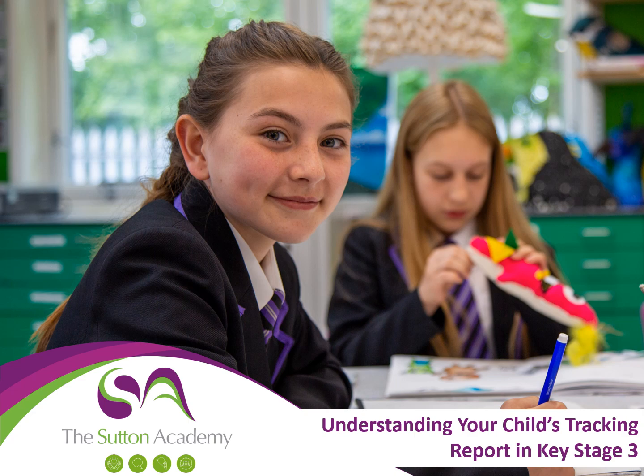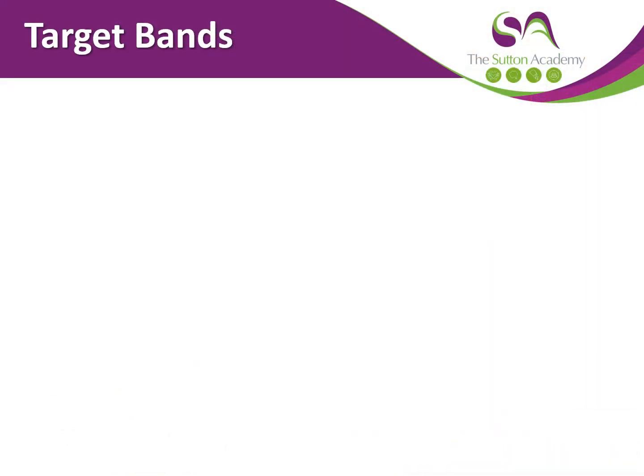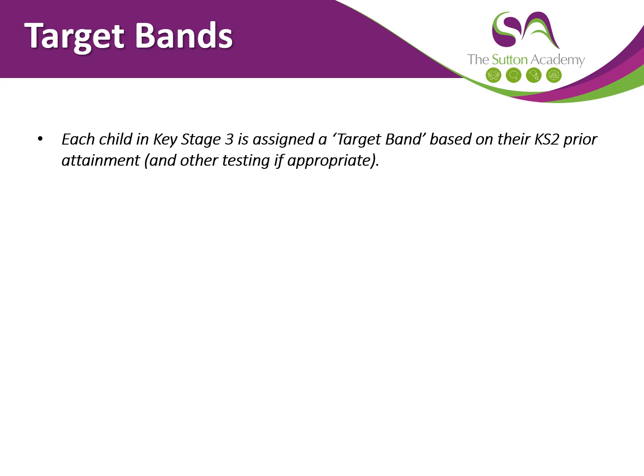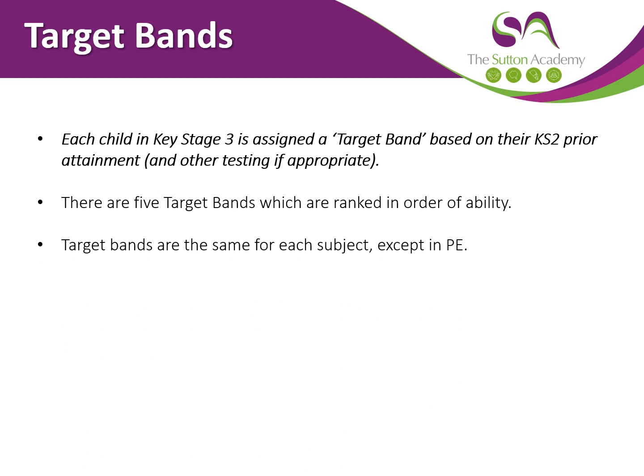This is a detailed presentation explaining to you how you can understand your child's Track and Report in Key Stage 3. On arrival at the Academy, all children in Key Stage 3 are assigned a target band. These target bands are generated using their prior attainment data from Key Stage 2 and any other testing that we may have conducted as an academy as appropriate, for example, reading age scores. There are 5 target bands in total, which are ranked in order of ability. All target bands are the same for every academic subject, although this may not be the case in PE.